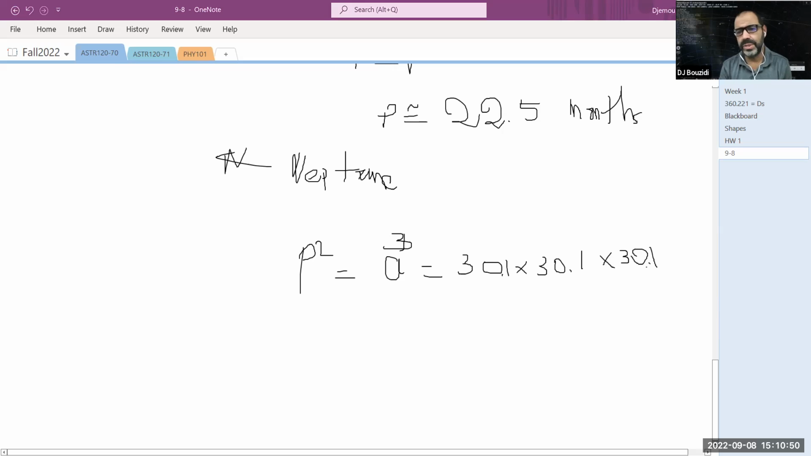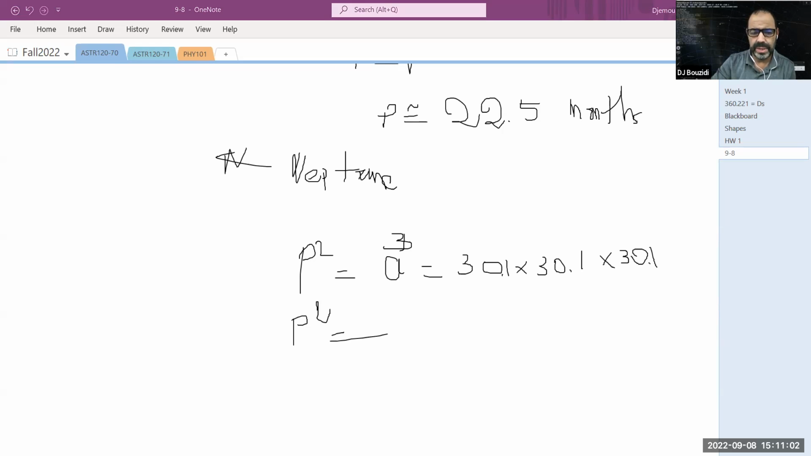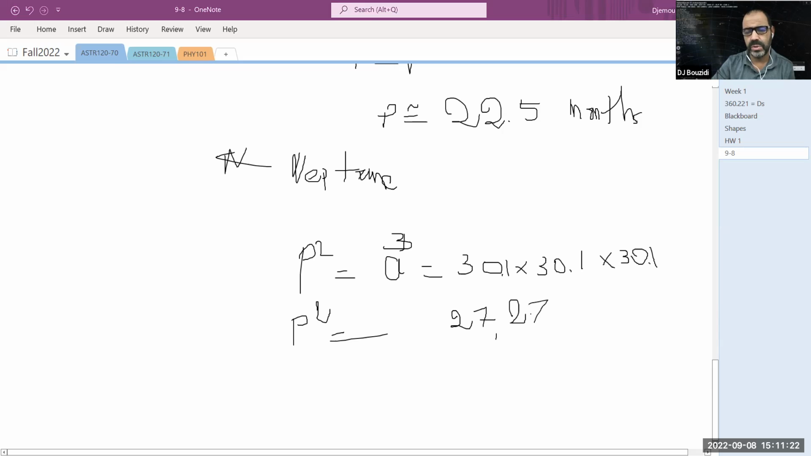It's 30 astronomical units from the sun on average, okay? So that gives me p squared equals, so I'm going to take 30.1 times 30.1 times 30.1, 3 times. So the answer is going to be a big number. 30.1 times 30.1 times 30.1. The answer is 27,270, and some change. Okay.